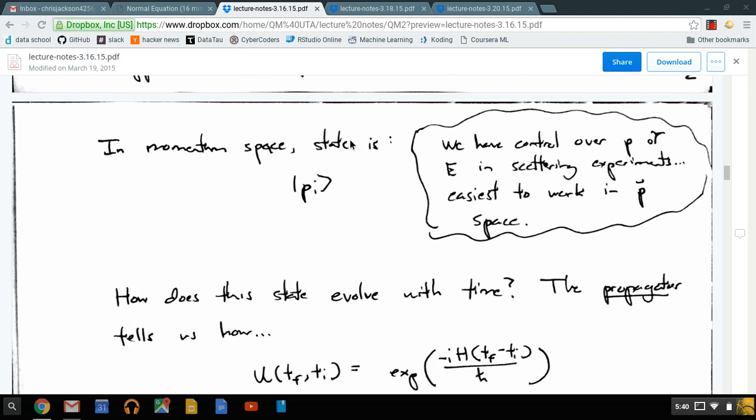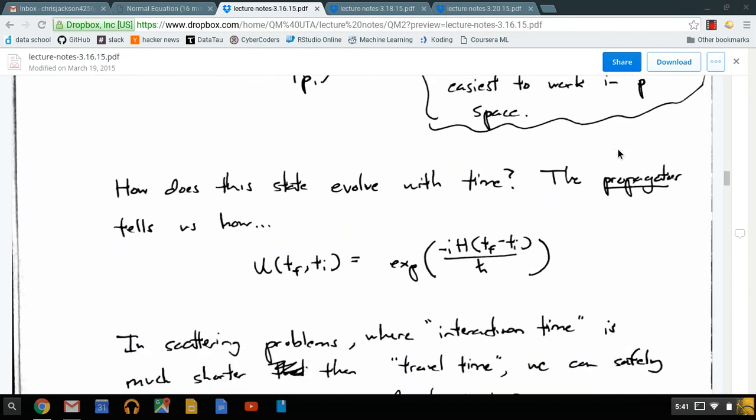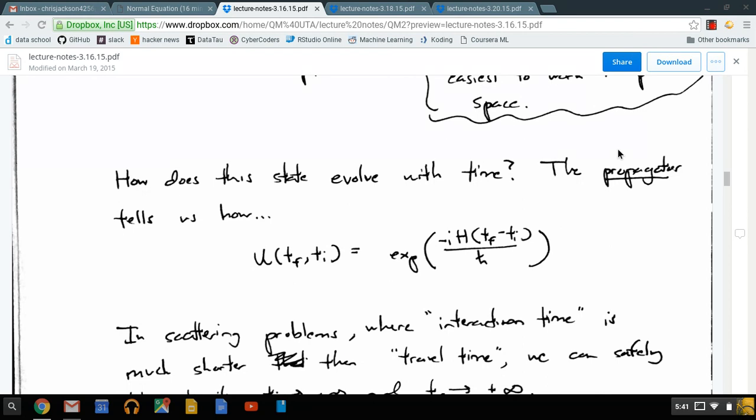And the reason we do that is because we basically have control over the momenta of these particles in the beam by dialing up the accelerator, or whatever we're using to accelerate, to come up with our beam of particles. I don't know how you want to say it. The idea is that we can control the momentum, so that's why we work in momentum space.